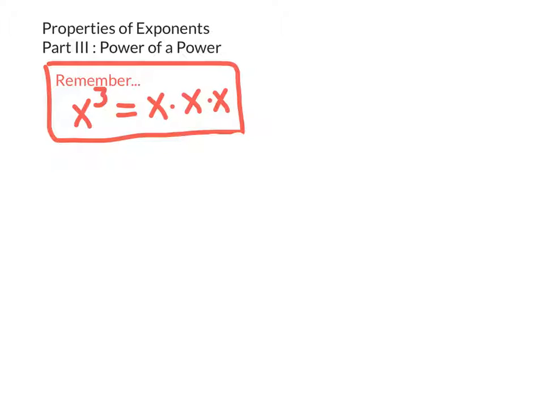I want you to remember the simplest thing that you need to remember, which is the definition of an exponent. Up here in the corner, I've got x to the third power. Just remember, x to the third power, that 3 means that we're going to have 3 x's. So you can see I expanded that out: x times x, 3 times. As long as you have that down, we'll be able to figure out our next rule of exponents, called power of a power.